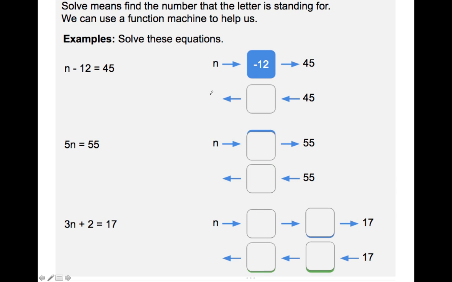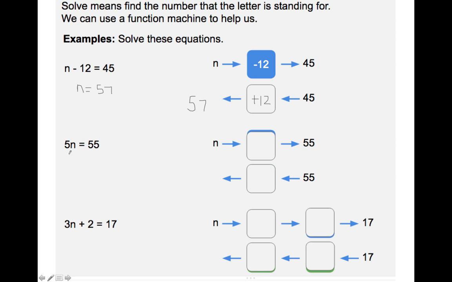Now to find out what n is, we need to work backwards, don't we? So first of all, what's the opposite of minus 12? Well, it's plus 12. So n must equal 45 plus 12. What's 45 plus 12? It's 57. n is 57. And we can just check that. 45 plus 12 is 57.